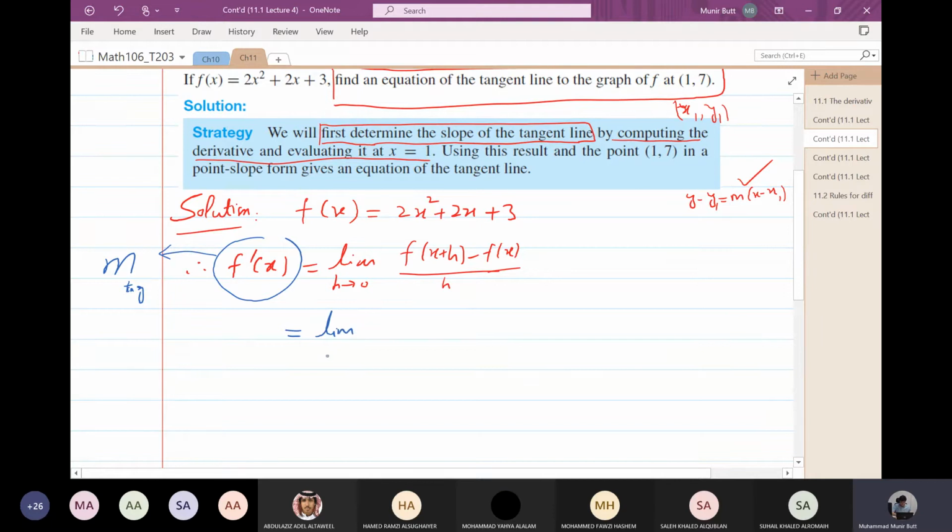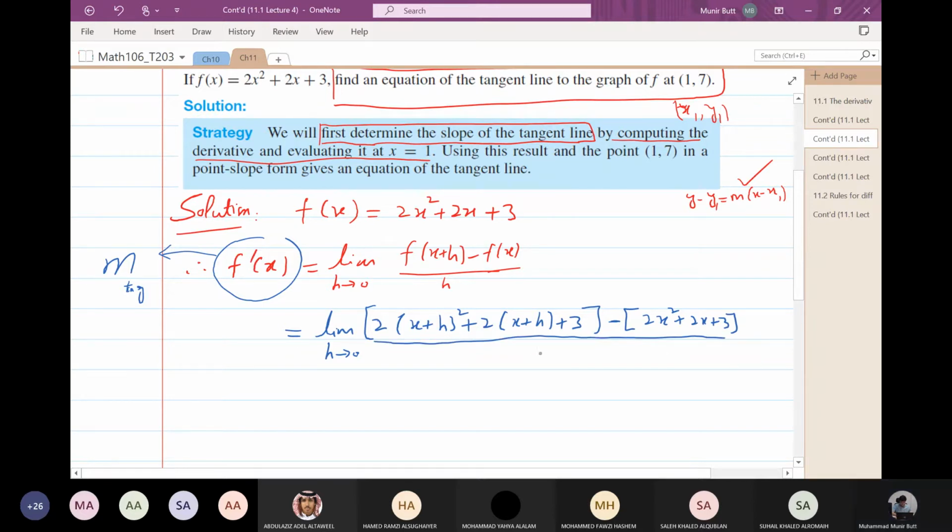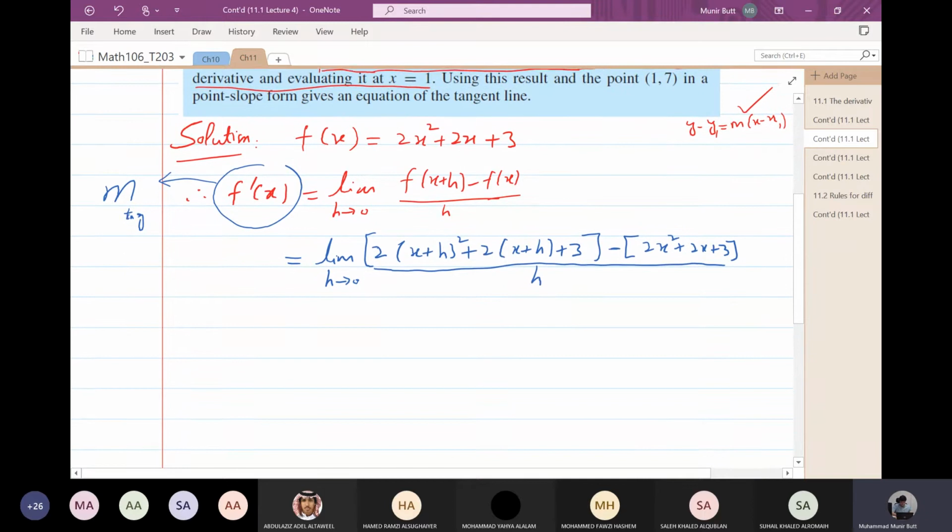Okay, now limit h approaches to 0. So what will be f of x plus h? Where it is x, we replace it by x plus h. So 2 times x plus h square plus 2 times x plus h plus 3. This is the first part, f of x plus h. And then minus f of x, so minus x square plus 2x plus 3, and then divided by h. So far so good.